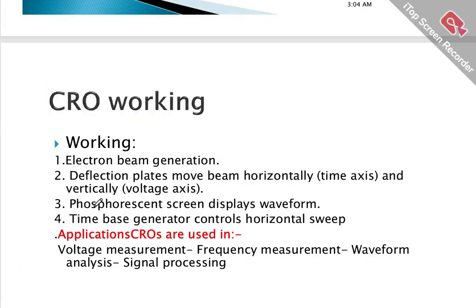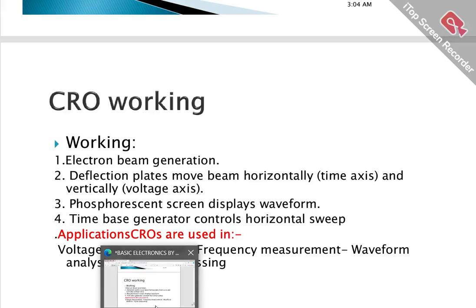Working of cathode ray tube is explained as: number one, electron beam generation by electron gun. Number two, deflecting plates. You can use electric field and magnetic field to deflect the electron from its path in order to strike different points on the surface of the screen. Number three is phosphorescent screen displaying the waveform. Phosphorescent screen is a specific type of screen; when electron strikes on this screen, it will produce shining, and that will enable us to visualize the signal. Number four is time-base generator, which controls the horizontal sweep.